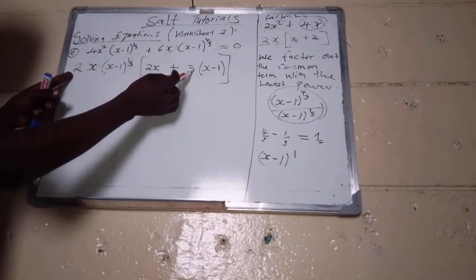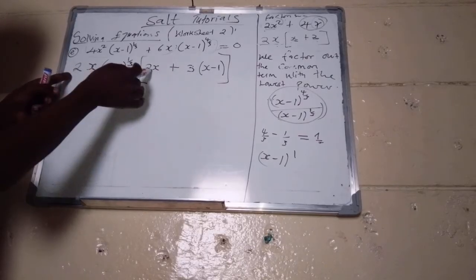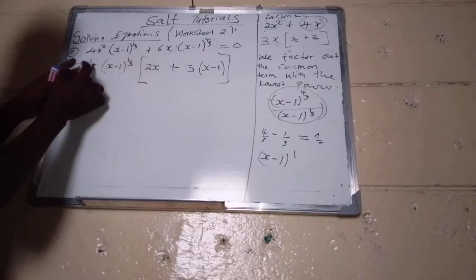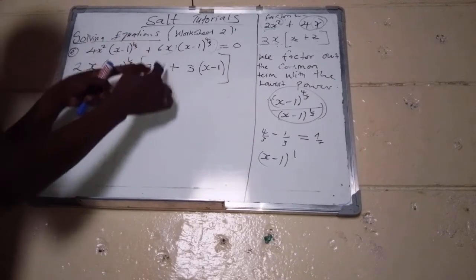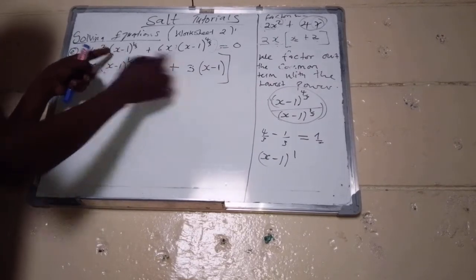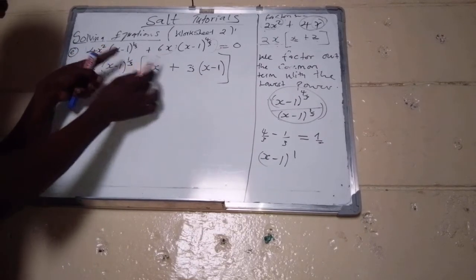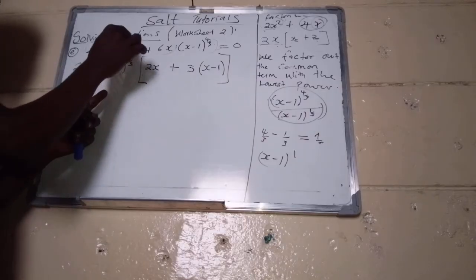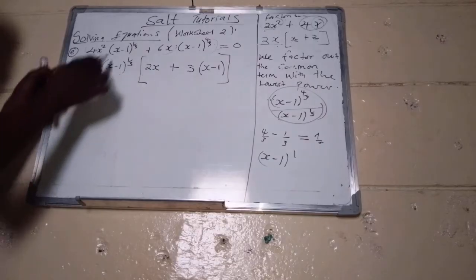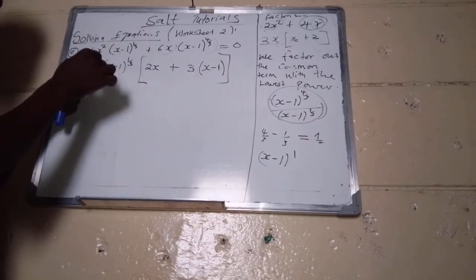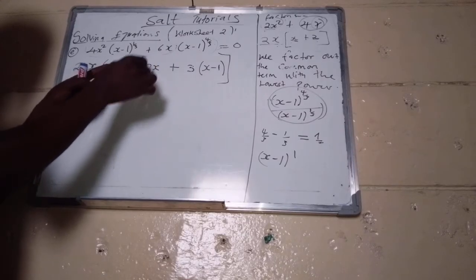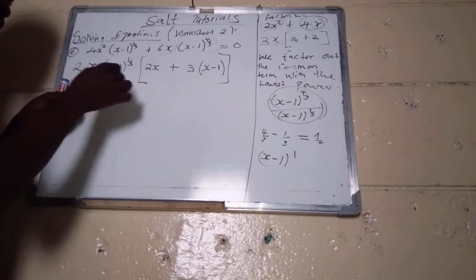Remember, 2x times 2x is giving me 4x squared. 2x times this 3 is giving me 6x. This 2x is the one that has divided this to give me that. But for the x minus 1 here, this is a common thing, but we factor out the lowest power. The lowest power is 1 over 3 and not 4 over 3. So the lowest power comes out. Dividing this by the common term, I'm going to remain with a 1. So 1 times 2x is still a 2x. But dividing this by this, I'm going to remain with x minus 1.